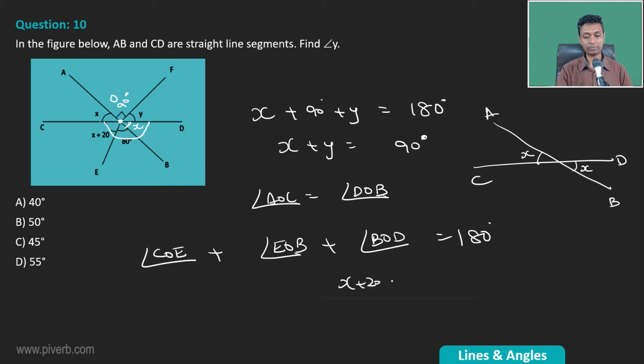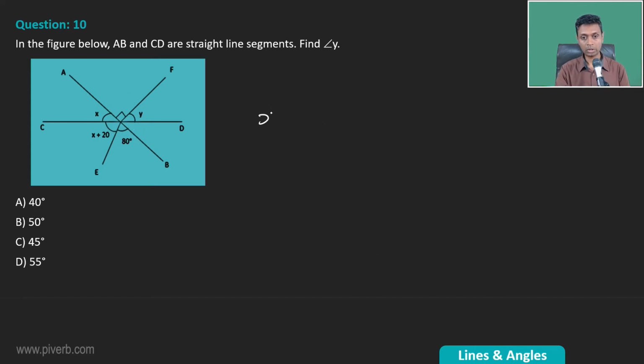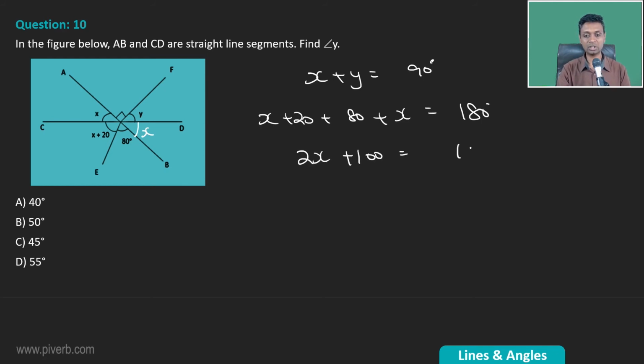X plus 20 plus 80 plus X is 180 degrees. We already know X plus Y is 90 degrees. Right? This angle is X. Simplify this: 2X plus 100 is 180, or 2X is 180 minus 100, which is 80 degrees, or X is 40 degrees. Twice of something is 80, so X is 40.